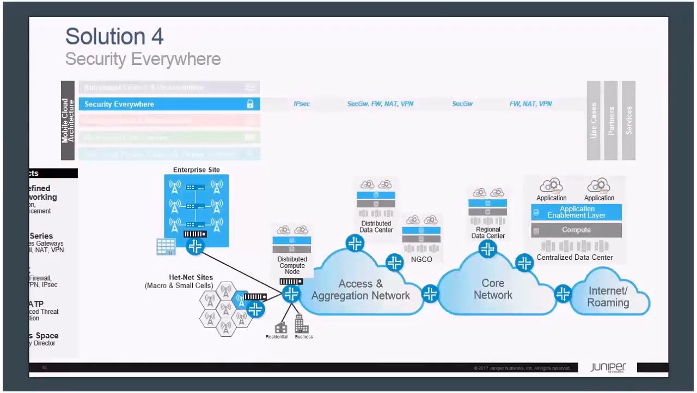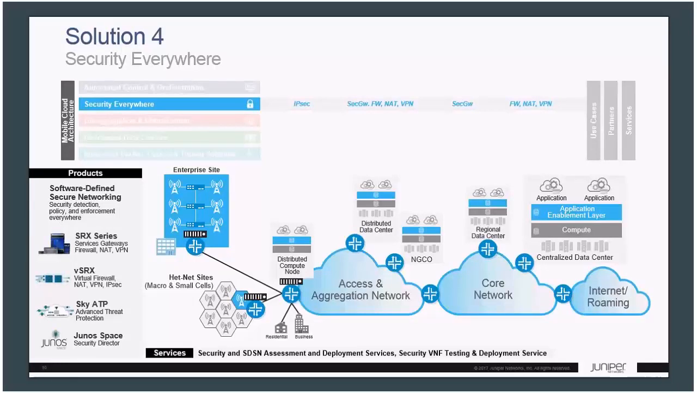Moving to the fourth solution area of the mobile cloud architecture, which we call security everywhere. You can see here on the diagram the areas of the network, areas of the architecture that this solution area touches upon, ranging from the enterprise site and the HetNet site all the way through the core network. And this sits at what we're calling the application enablement layer. Some of the functions that are supported with our security solutions include IPsec, security gateway, firewall, NAT, VPN.